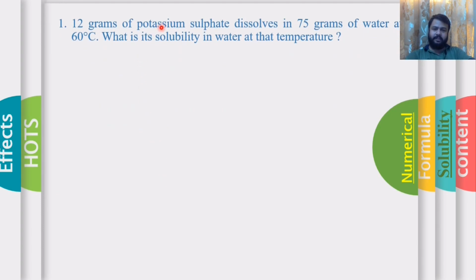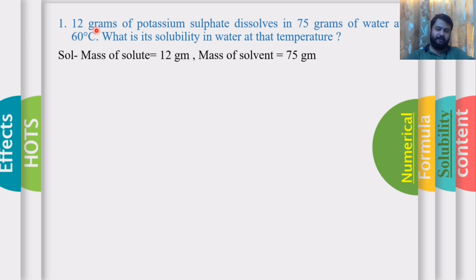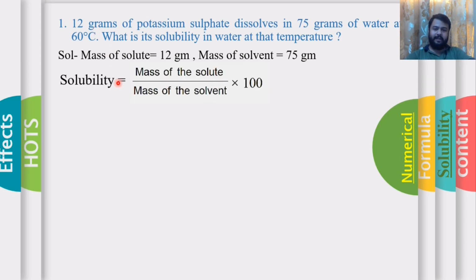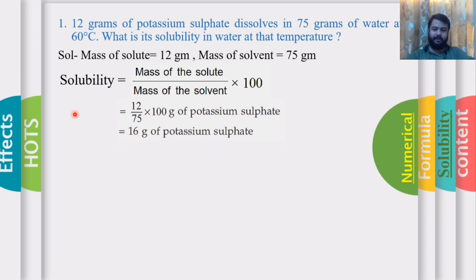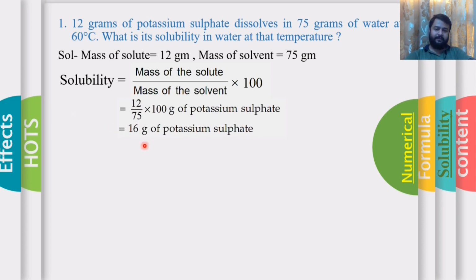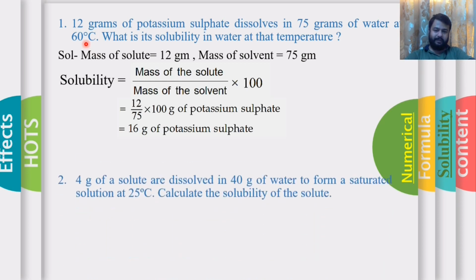Suppose 12 gram of potassium sulfate dissolves in 75 gram of water at 60 degrees Celsius. What is the solubility at that temperature? 12 gram of potassium sulfate is our solute, and 75 gram of water is our solvent. We know the formula of solubility is mass of solute upon mass of solvent into 100. Just put the values: 12 divided by 75 into 100, and we get 16 gram of potassium sulfate. So the solubility at 60 degrees Celsius is 16 gram of potassium sulfate.